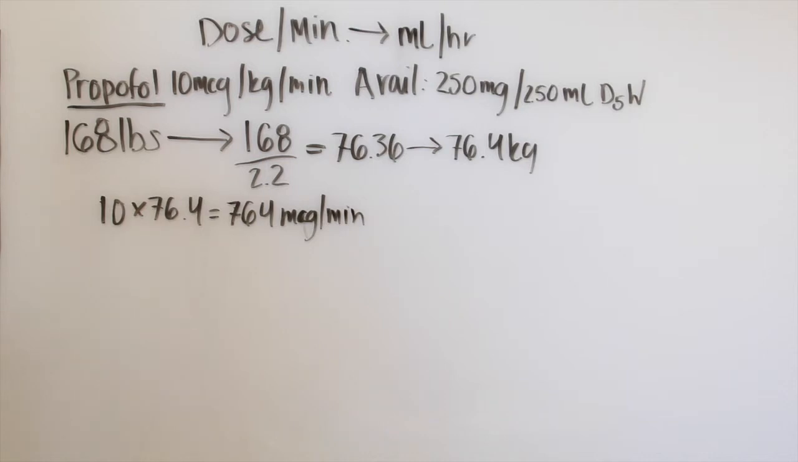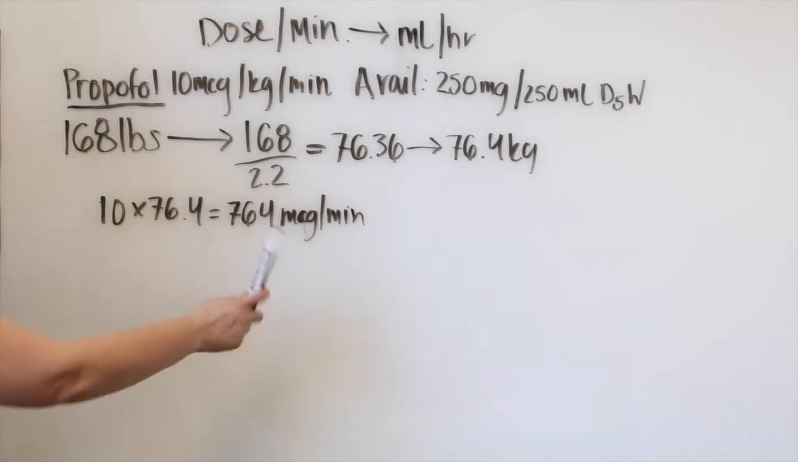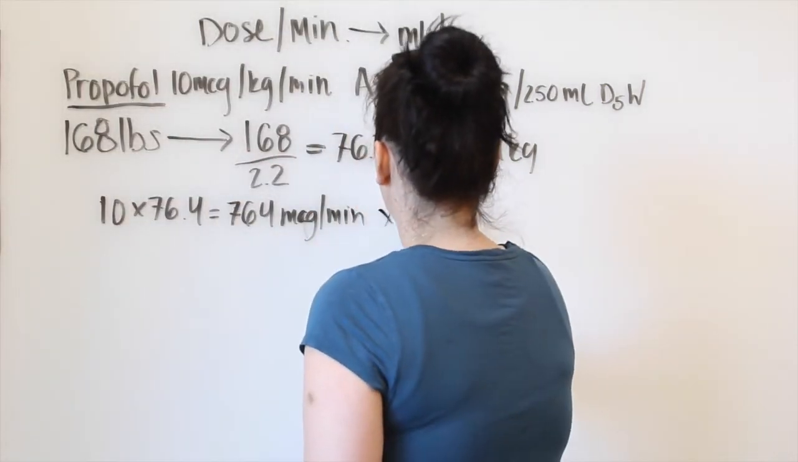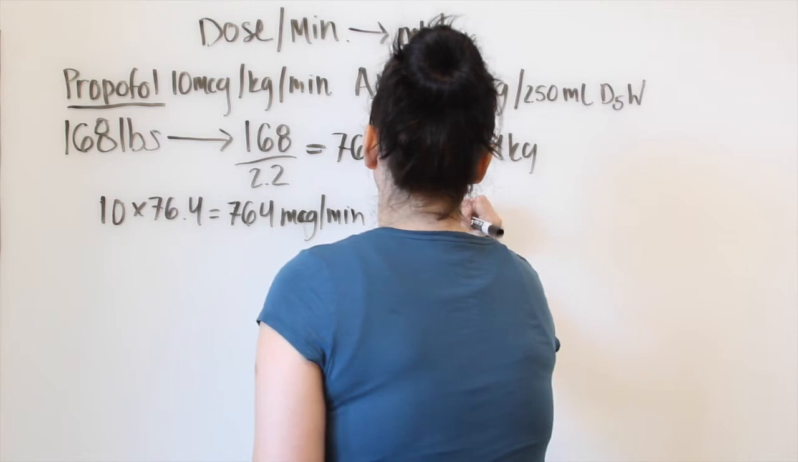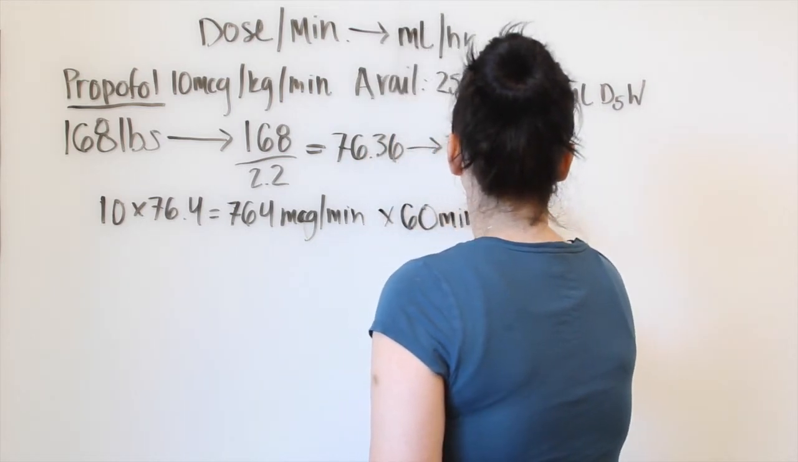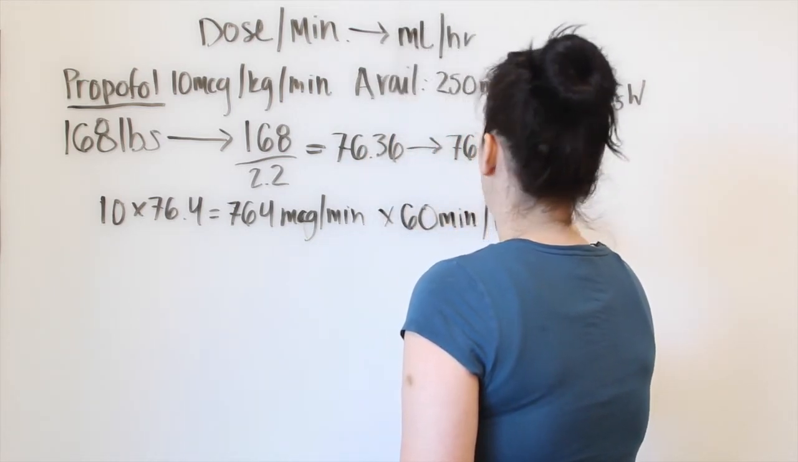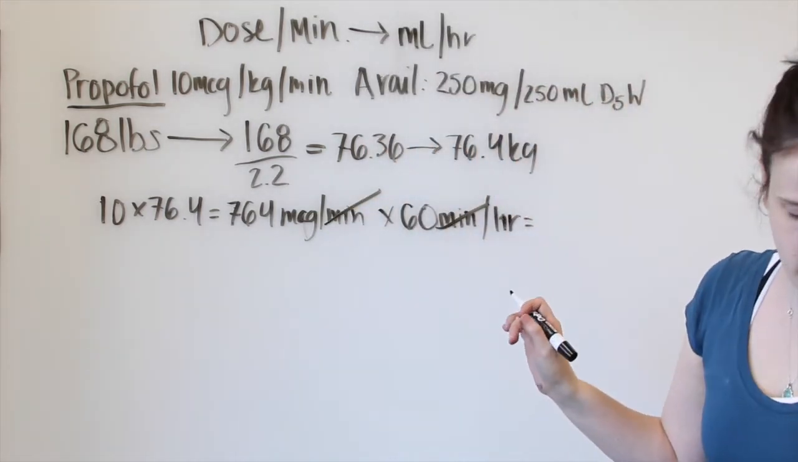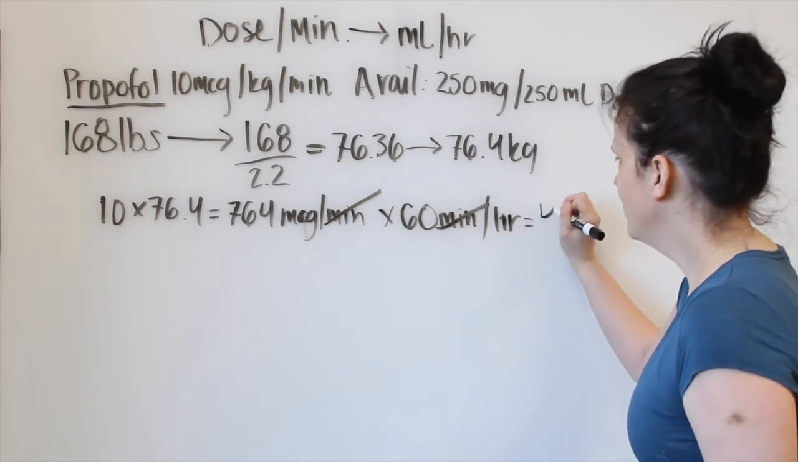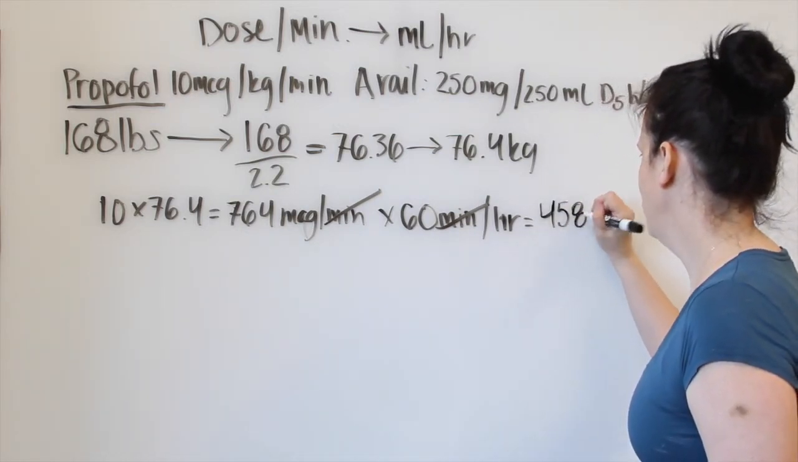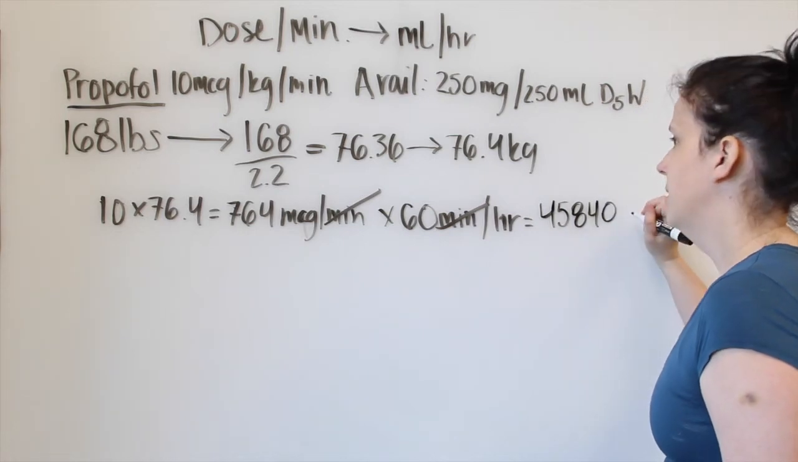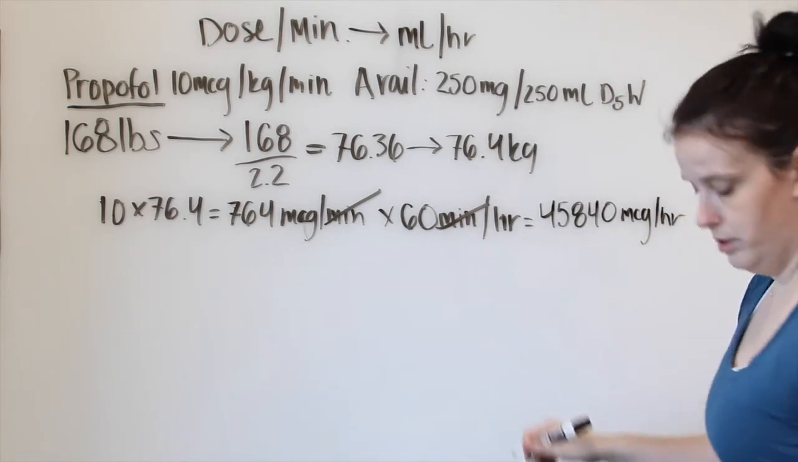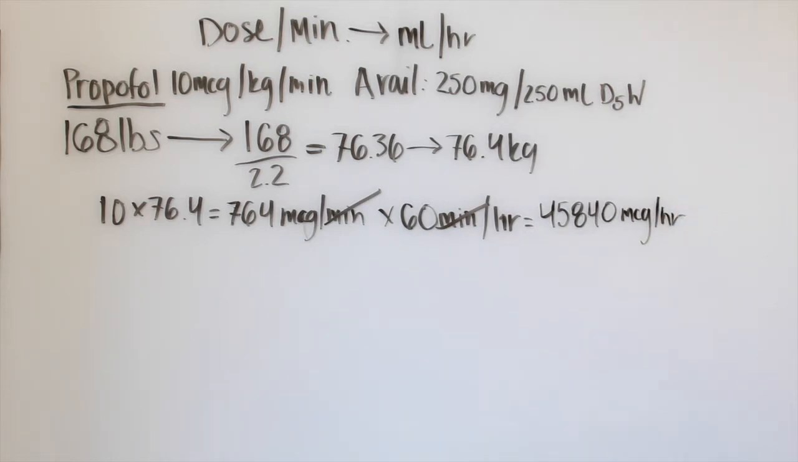So now what we have to do is multiply this by 60, which is the number of minutes in an hour. So there's 60 minutes in 1 hour, and we get some ridiculously huge number, 45,840 to be exact, micrograms per hour.